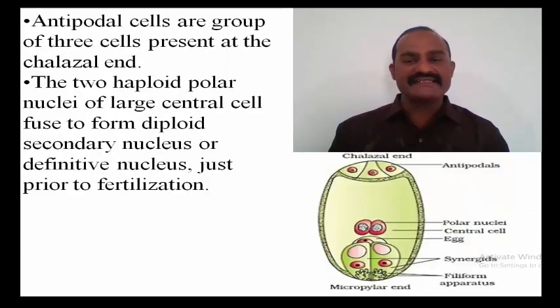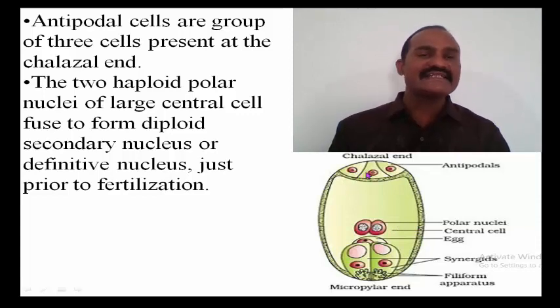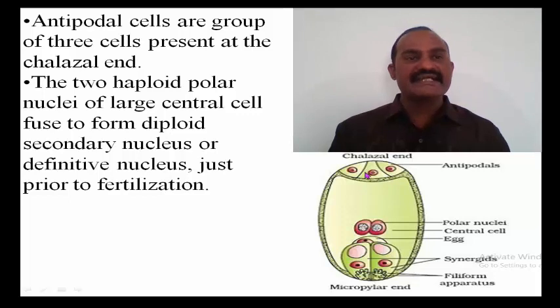The 3 cells present towards the opposite end, the chalaza, are again 3 cells, and these are called antipodals. Now these antipodal cells play a major role whenever there is a problem with the egg apparatus. If one egg apparatus fails, then these antipodal cells will differentiate into a new egg apparatus. So there is a double chance: if one egg apparatus fails, its place can be taken by the antipodals.